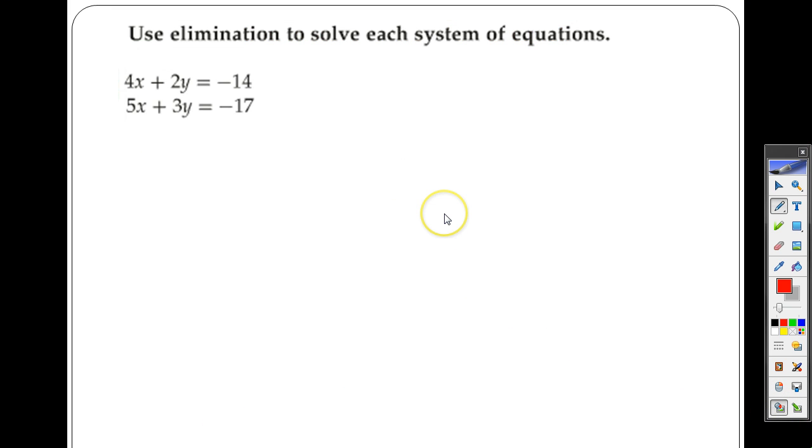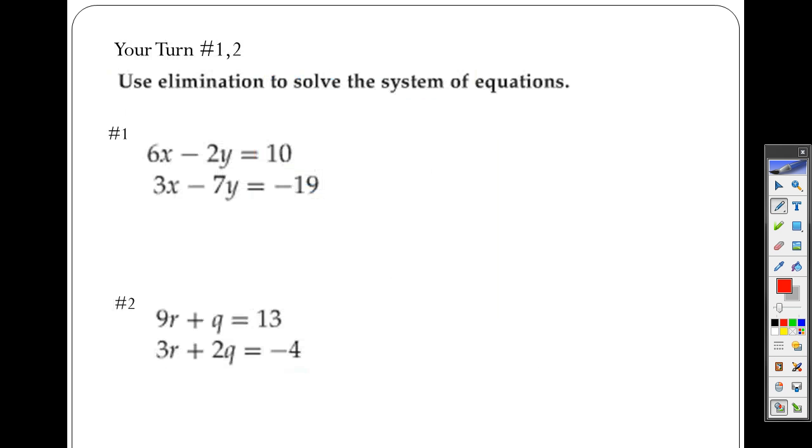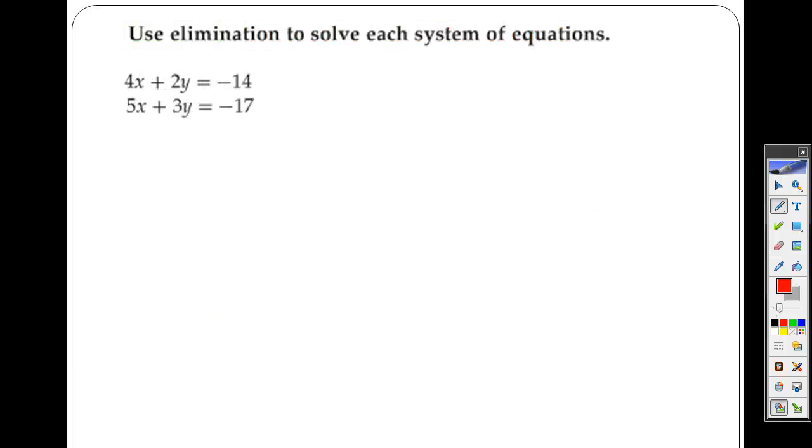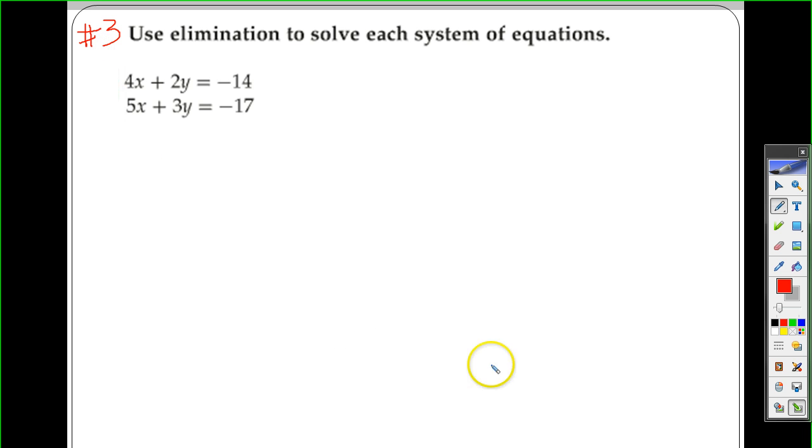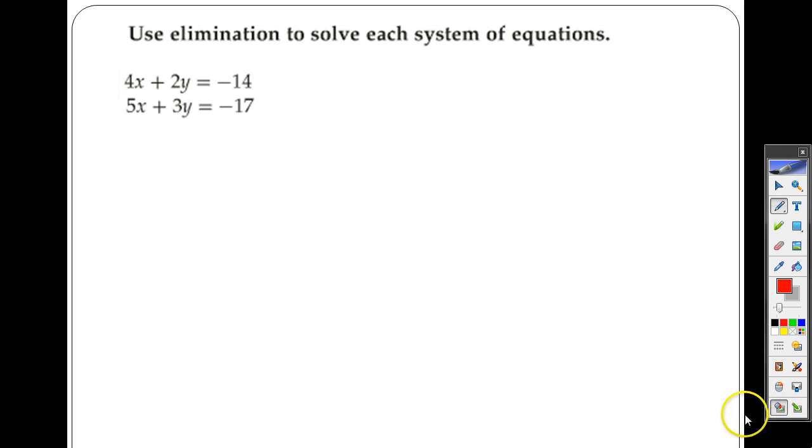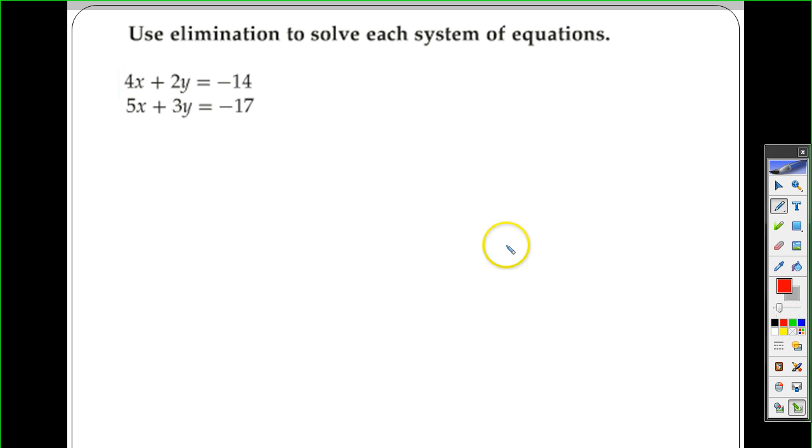Okay, so here's your turn. Use elimination to solve each system of equations. So that would have been your turn number 3. I apologize that there was not a label for this one. So this is your turn number 3. Oh, you know what? I'm sorry. This was something that I want to do together. I want to do one more example together. So cross that out. Okay, this is one more example we'll do together.